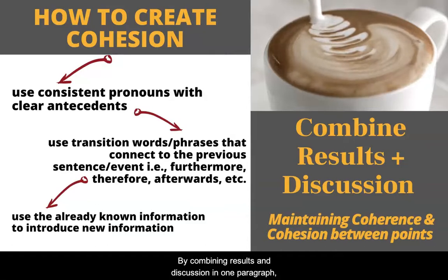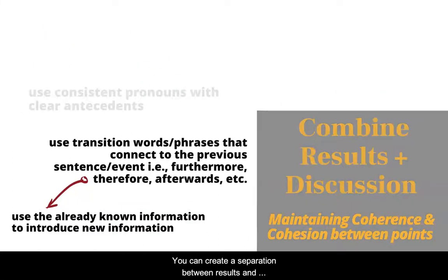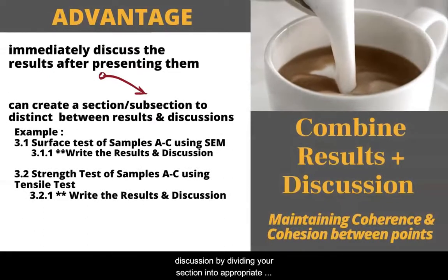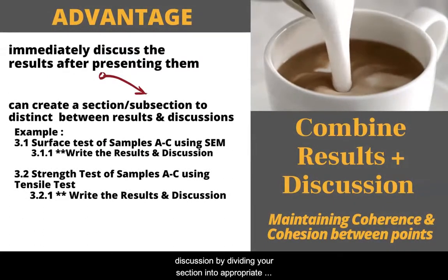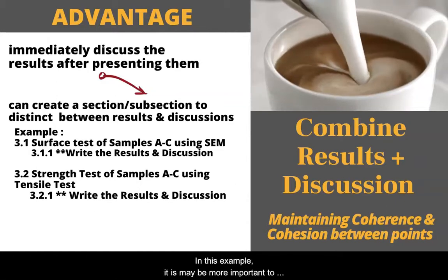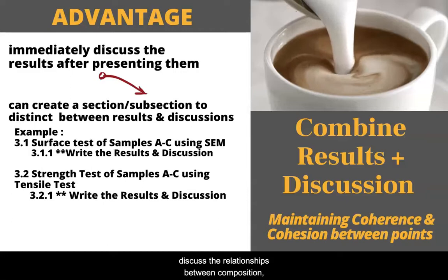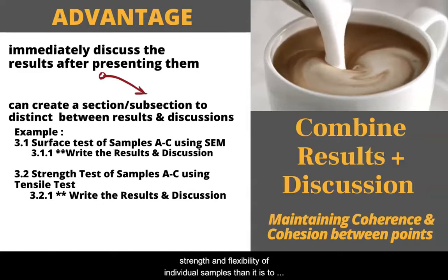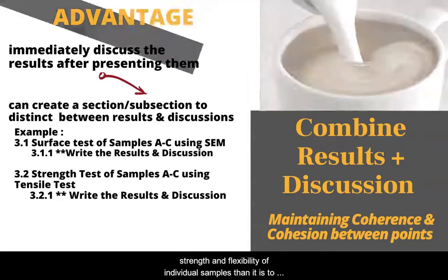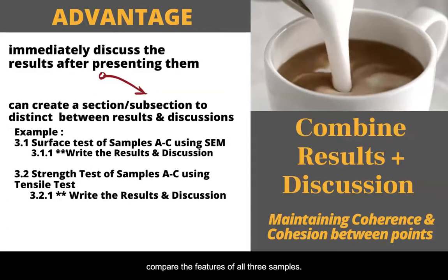By combining results and discussion in one paragraph, you can discuss the result of a particular test or method immediately after presenting them. You can create a separation between results and discussion by dividing your section into appropriate subsections, potentially into different topics or tests. In this example, it is more important to discuss the relationship between composition, strength, and flexibility of an individual sample than it is to compare the feature of all 3 samples, which means feature from sample A to C.